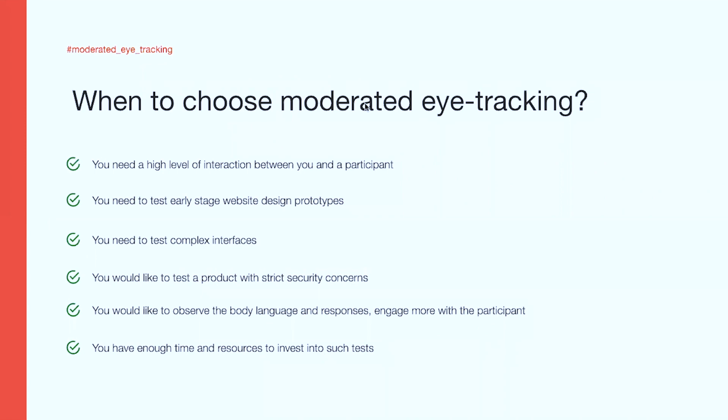Let's discuss when moderated eye tracking is actually useful for you. This is a great method when you need a high level of interaction between yourself and the participant. For example, it can be used on design prototypes that you can't share with the masses, or when you have very complex interfaces that need more specific help for users to understand how to work. It also can be used for software, websites, or any programs that have strict security concerns.